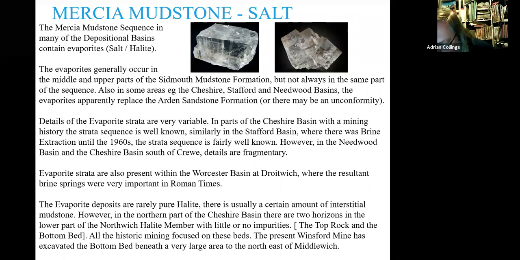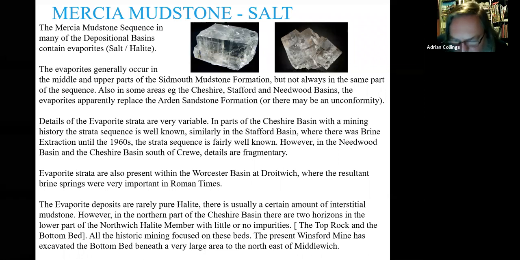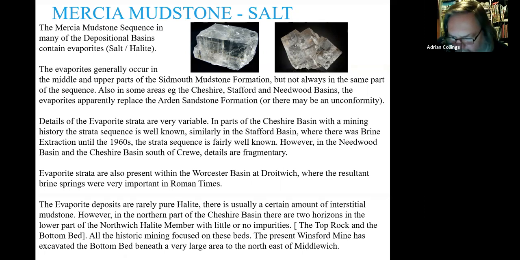The evaporite deposits are rarely purely halite. There's usually a certain amount of interstitial mudstone. However, in the northern part of the Cheshire Basin, there are two horizons in the lower part of the Northwich Halite Member with little or no impurities. This is the top rock and the bottom bed. All the historical mining focused on these beds. The present Winsford mine has excavated the bottom bed beneath a very large area to the northeast of Middlewich.